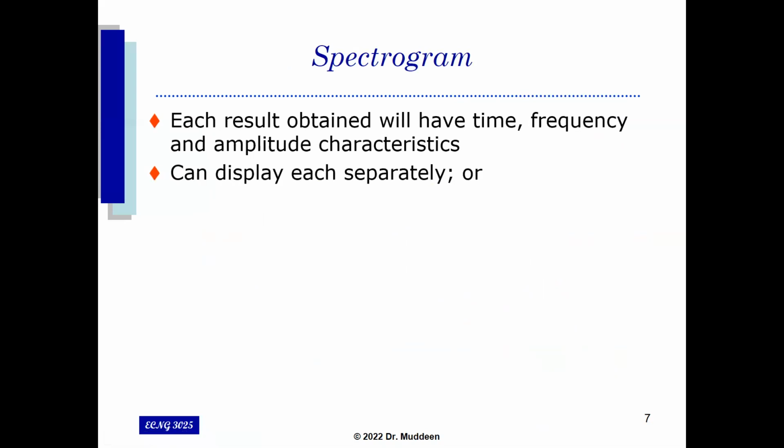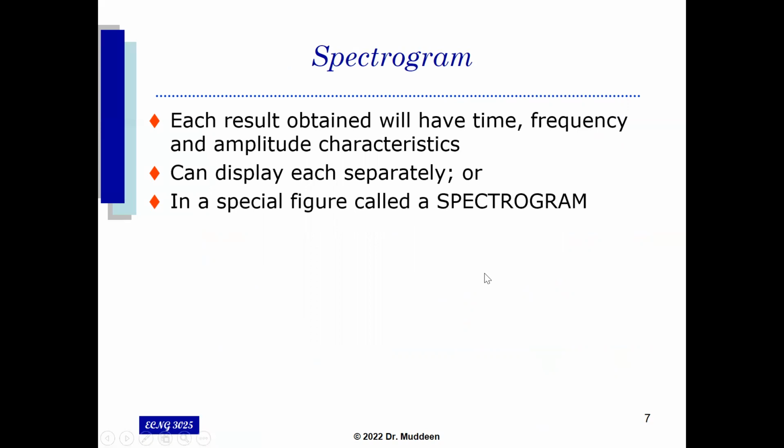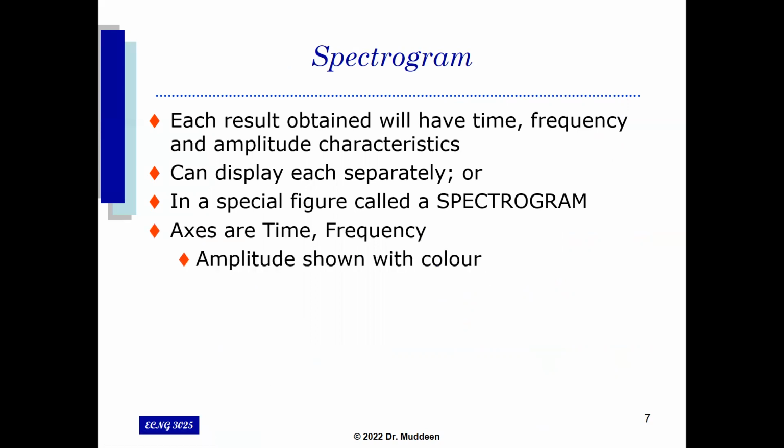And you could display each of them separately. So I could say, okay, for interval T1 I could look at what the spectrum looks like, then interval T2, or we can combine them all into one thing, a special figure that we call a spectrogram. Typically the axes are time and frequency, and we show the amplitude with color. So it's an image. It's really an image, it's not a plot.